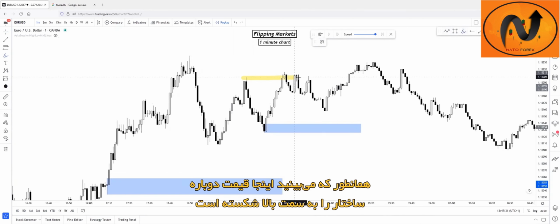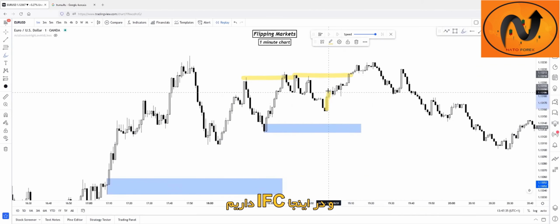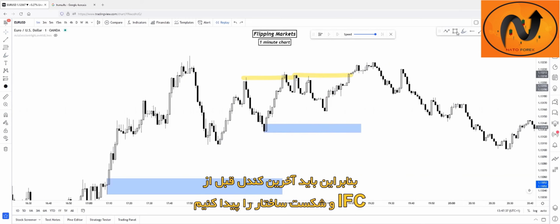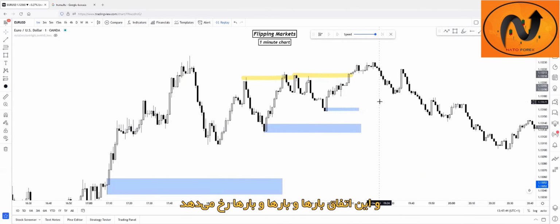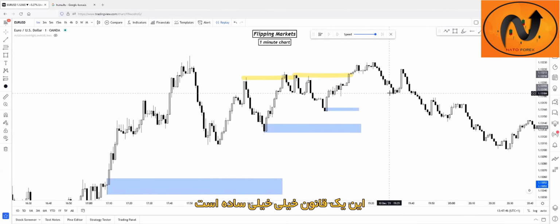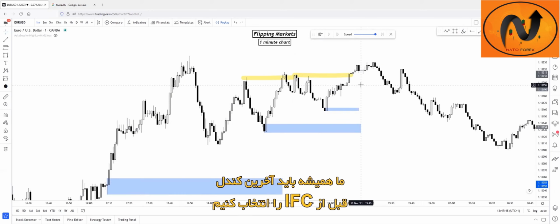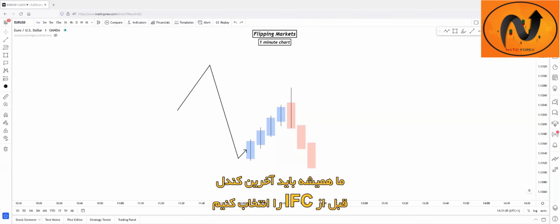As you can see, price broke structure to the upside here again. And we have inefficiency here. We have to find the less recent demand zone before the inefficient push and break of structure, which will be this one. And this goes on and on again. This is a really, really simple rule. You will always have to find the less recent candle before the inefficient push.